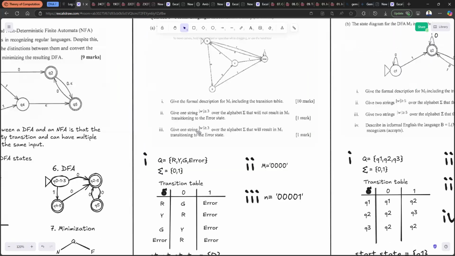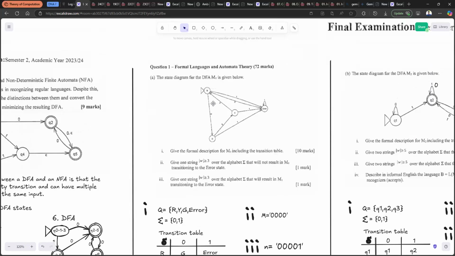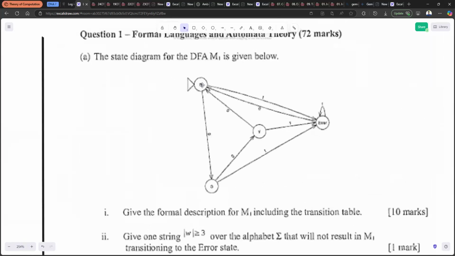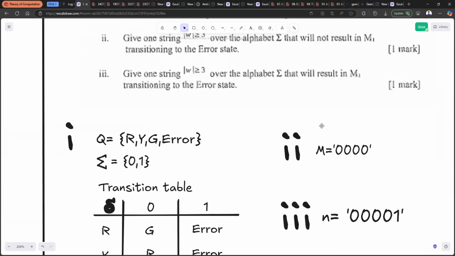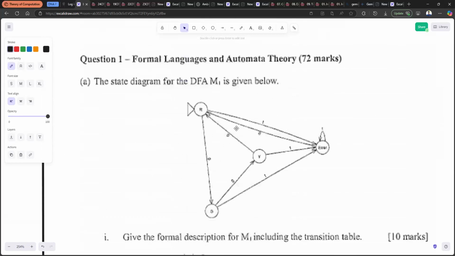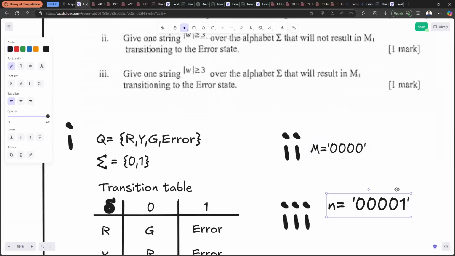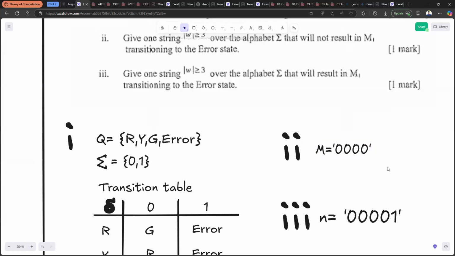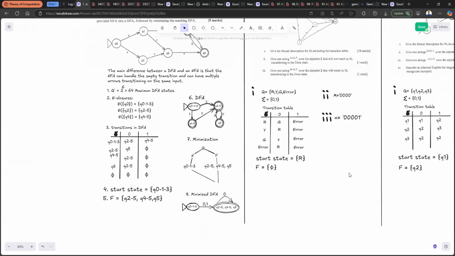Then the question also asks to give some strings that will not result in the error state. You just follow the arrows, and any string that doesn't end up at the error state is one that will be accepted in this case. And then how do you get to the error state? That's question 3. Well, you get to the error state by going from R on a 1, or once you get a 1, basically you go to the error state. So any string that ends in a 1 will be at the error state. Any string that ends in a 0 will not be at the error state, essentially, for this question.